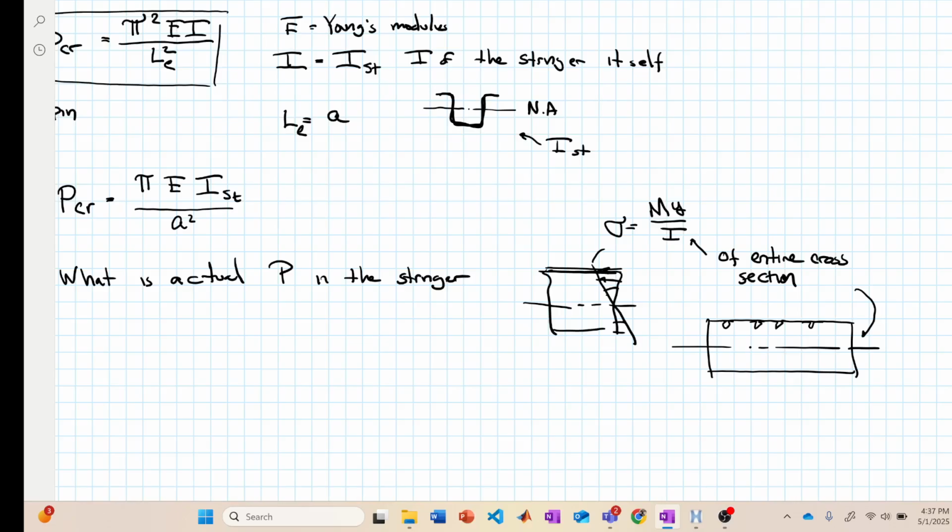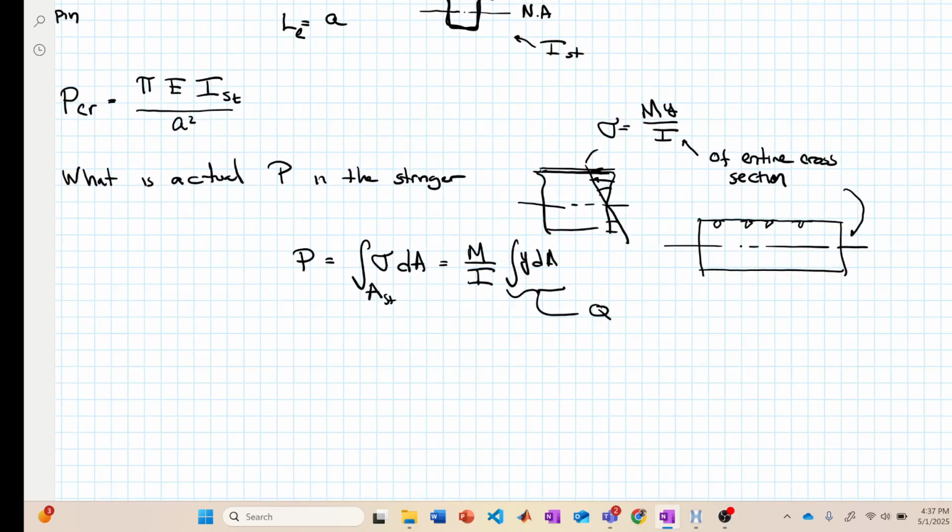In this case, P is going to be the integral over the cross-sectional area of the stringer of the stress dA. That's going to give you a force, and that will give you M over I times the integral of Y dA, and this quantity becomes Q. So actually, the P applied is going to equal, let me explain this in a second. I probably should have explained it a little differently to start with, but that's fine.